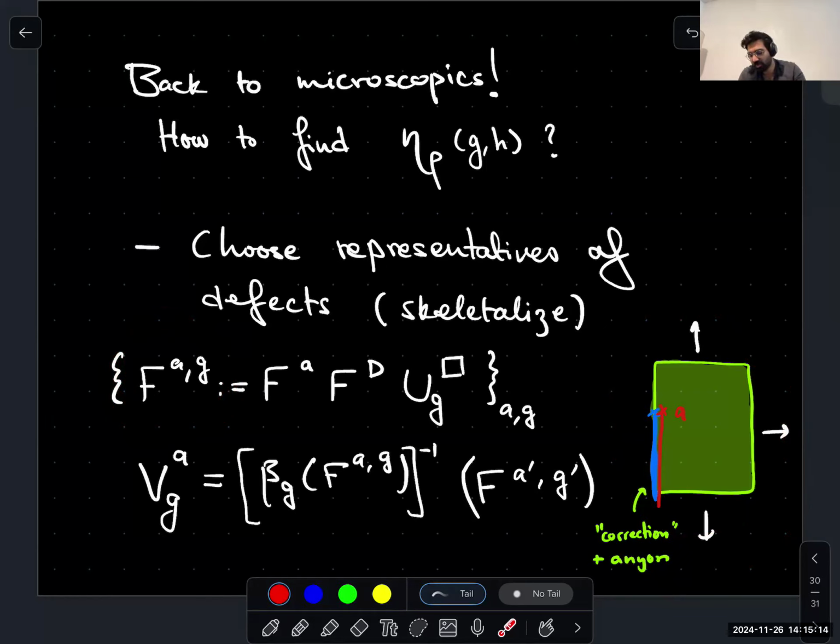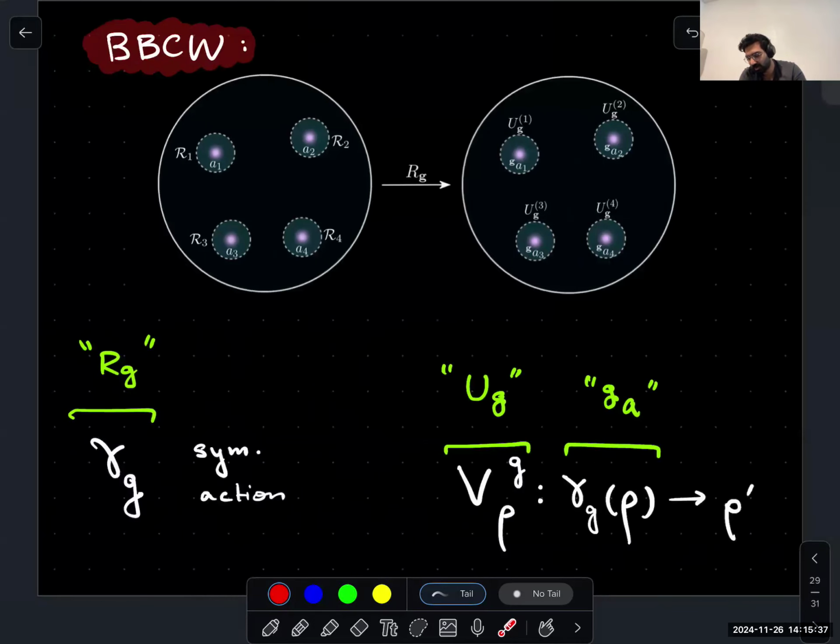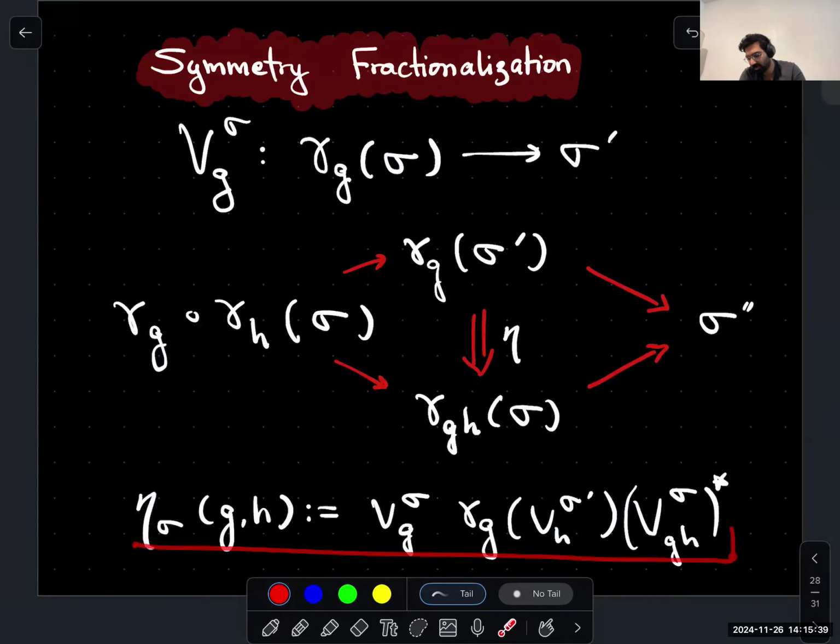And in doing so, you'll probably get some phase or some local operator. And that local operator is only going to be acting over here in this region right here, because that's the only region where it can realistically differ from the canonical object. And using the previous formula, this formula right here, you can calculate what the symmetry fractionalization is.